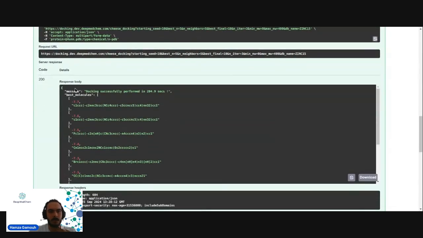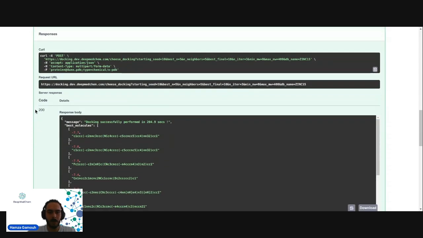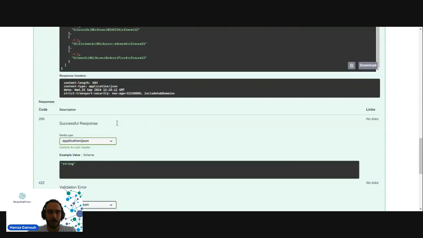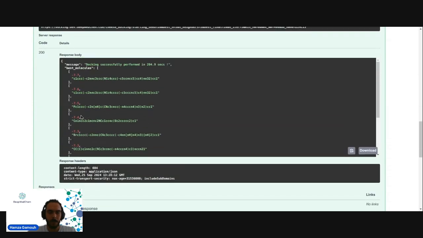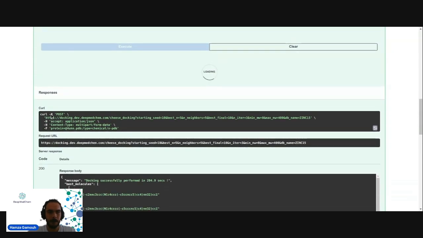I have run this before, so the response is something like this. You have a message which will tell you how much time the run took, together with the best molecules docked. These are the molecules that are selected by the cheese docking process, together with their Vina scores, which are the scores on which the ranking was performed. Let's wait for the result.